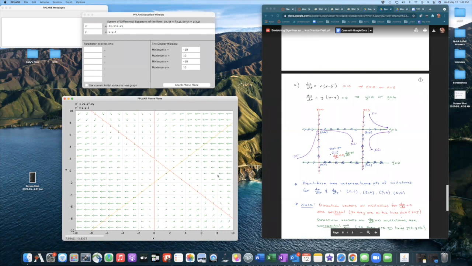Did I make a mistake here? Because I feel like I'm missing a null line. Oh yeah, sorry, it's xy. I mixed up two equations. Sorry, it should be xy minus y. There we go.